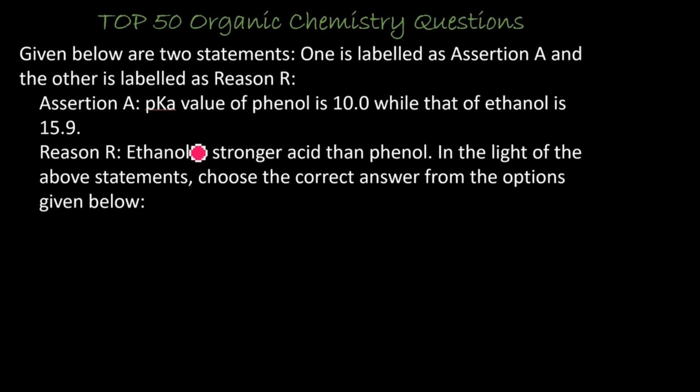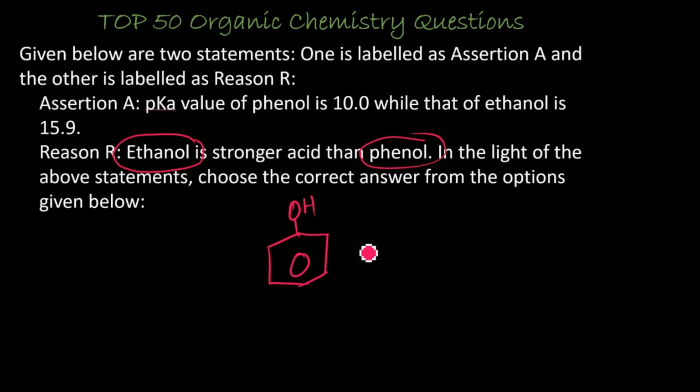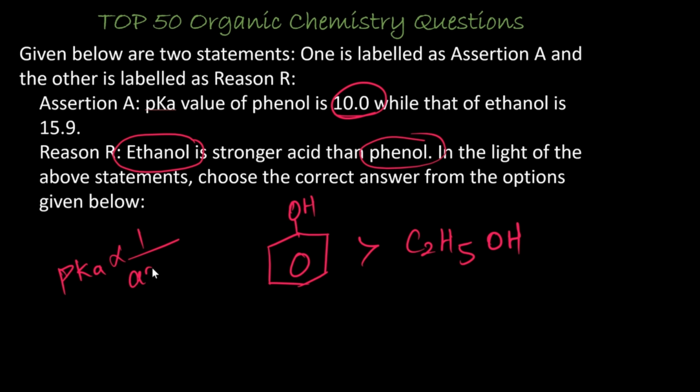We know that ethanol is not much stronger than phenol, right? Because phenol has a resonance stabilized structure, but ethanol doesn't. So the answer is that A is true, where phenol has 10, because always remember pKa is inversely proportional to acidity.